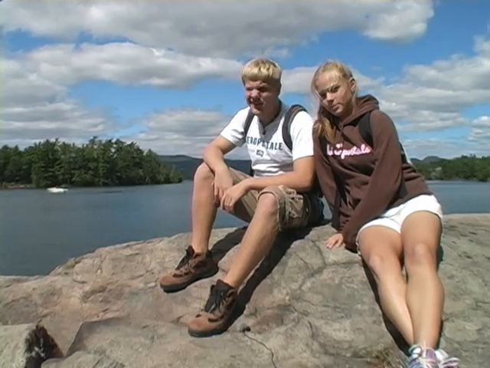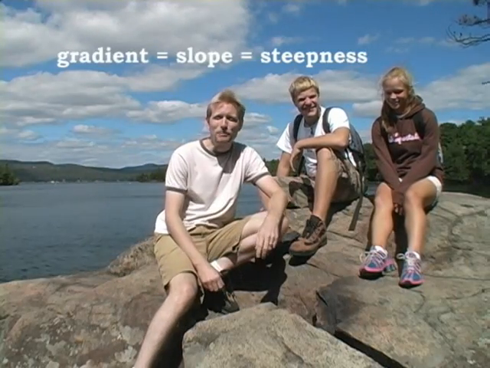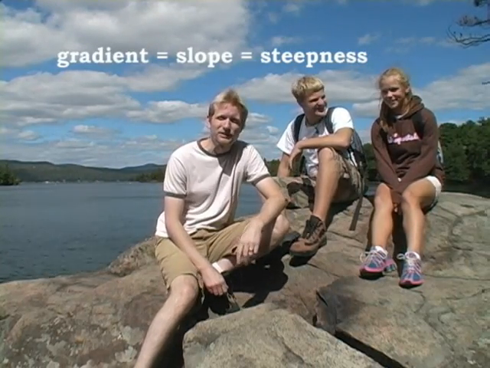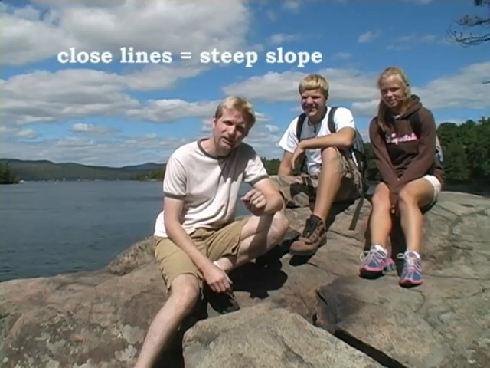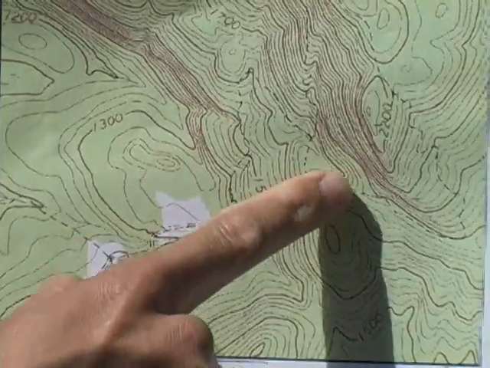That mountain over there is 800 feet tall. We need to find out how steep it is to get up the side of it. Slope and gradient are two other words for steepness. There's two ways to find out how steep a slope is. One way is to look at how close the contour lines are on a map. The closer the lines are together, the steeper the slope. Here's a spot where the lines are really close together on Sleeping Beauty Mountain.